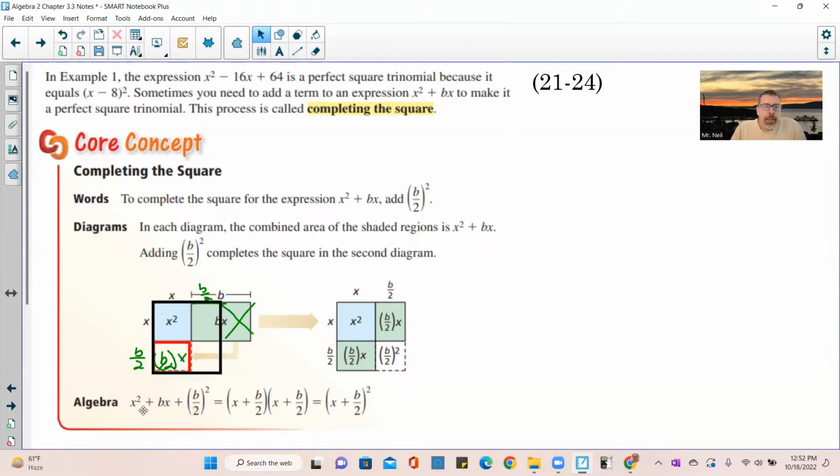All right, so then we get x squared plus bx plus b over 2 quantity squared equals x plus b over 2 times x plus b over 2, which equals x plus b over 2 quantity squared. Okay, so all we're doing is taking what's inside the parentheses. So the half of c is what goes in as our perfect square. So b over 2 is 1/2 c.